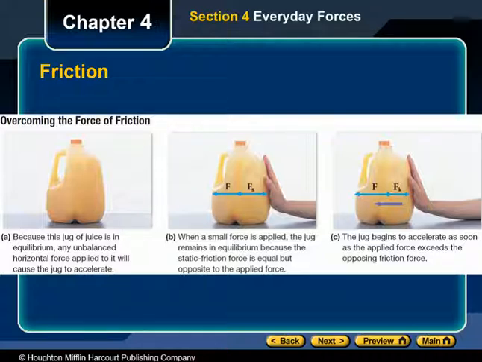The magnitude of the net force acting on the object is equal to the difference between the applied force and the force of kinetic friction, which is to say F applied minus F sub K.